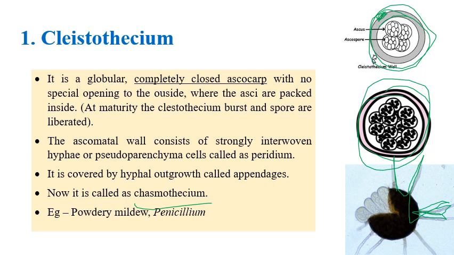So you just remember three points. The first one is that cleistothecium is a completely closed ascocarp. You can also call it a completely closed fruiting body. Just now I told you this fruiting body in the Ascomycota group of fungi is called ascocarp, right? So for our understanding of the technical terminologies, we are using ascocarp. It's a completely closed ascocarp. There is no special opening. Inside this cleistothecium, the ascospores are developed. The outer layer is composed of pseudoparenchymatous tissues. This is called the peridium.